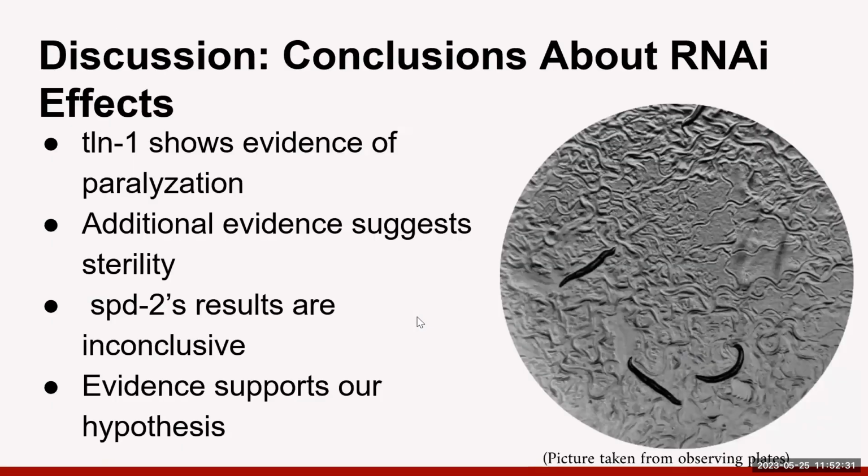So overall, we did see the expected paralysis phenotype and possibly also evidence of sterility. SBD2 was being kind of weird and we bookmarked it for future studies. And overall, our hypothesis was supported.